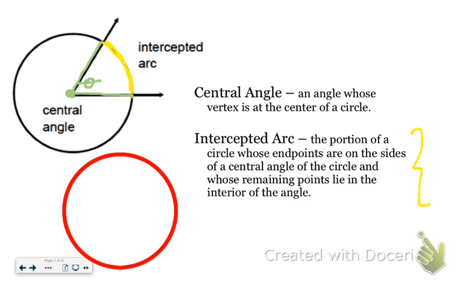Let's just do another example. If we have this circle right here, let's draw an angle. This is the center. That's our angle, so this is our central angle. The intercepted arc would be this portion of the circle right there. If our angle was on the other side, say this was our theta on this side, this would be the intercepted arc for that central angle.